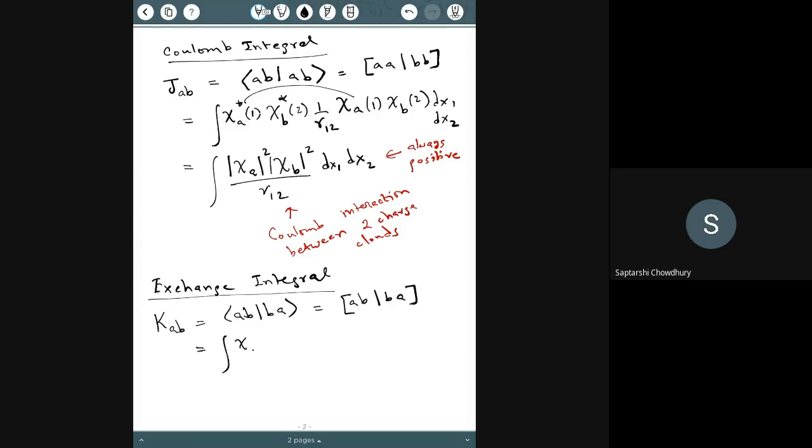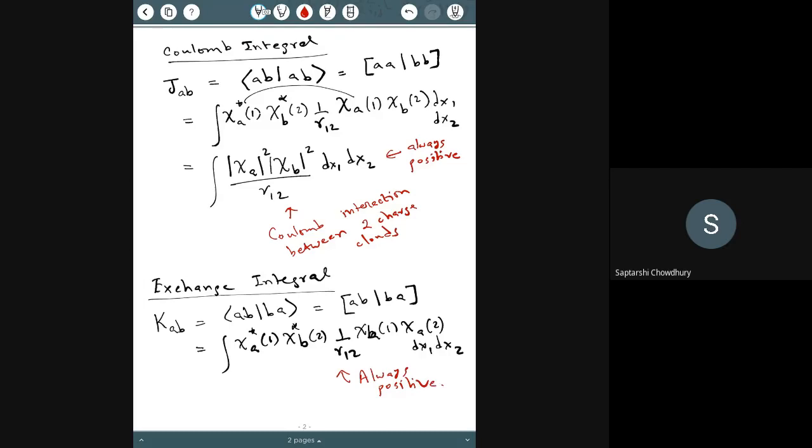And this is chi A star 1, chi B star 2, 1 by R12, chi B1, chi A2, dx1, dx2. Okay. So here now electron 1 and 2 have been interchanged. So you don't have a chi A mod square or a chi B mod square. You will see there is a very innocent statement in Szabo which says that the exchange integral is also always positive.